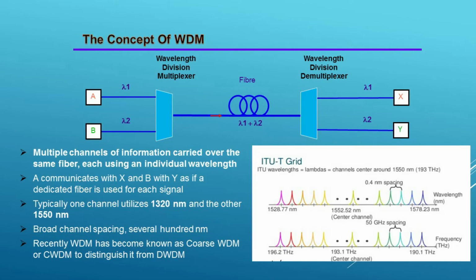The concept of WDM. Multiple channels of information are carried over the same fiber, each using an individual wavelength. It communicates X with A and B with Y as if a dedicated fiber is used for each signal. Typically one channel utilizes 1320 nanometers and the other 1550 nanometers. Broad channel spacing, several hundred nanometers. Recently WDM has become known as coarse WDM or CWDM to distinguish it from DWDM.